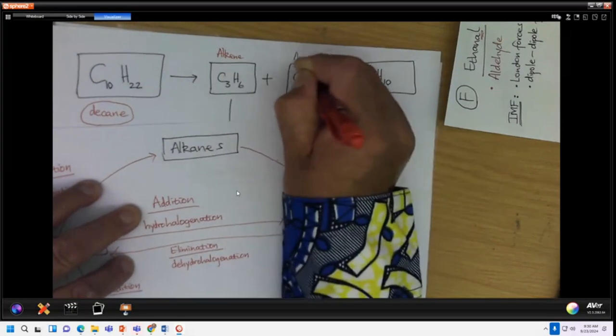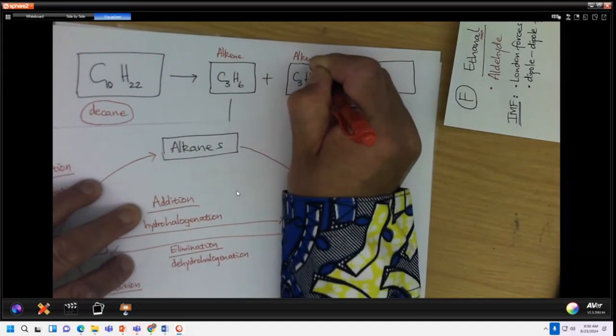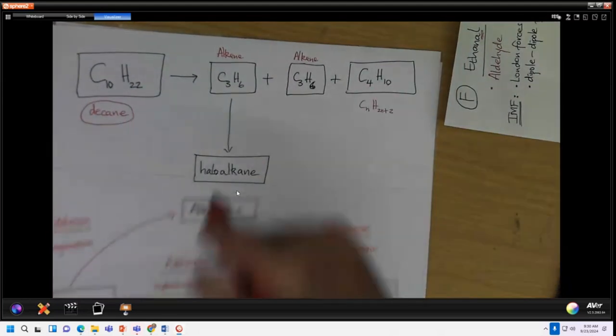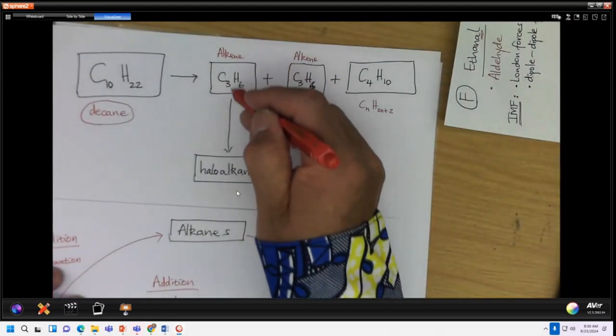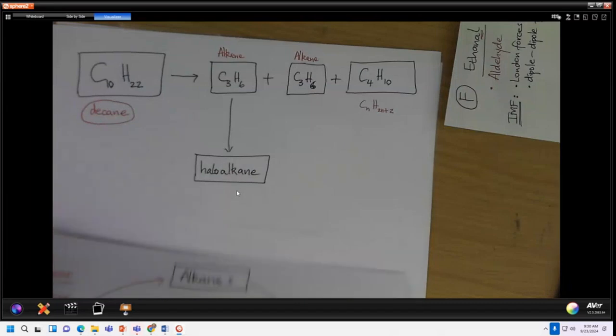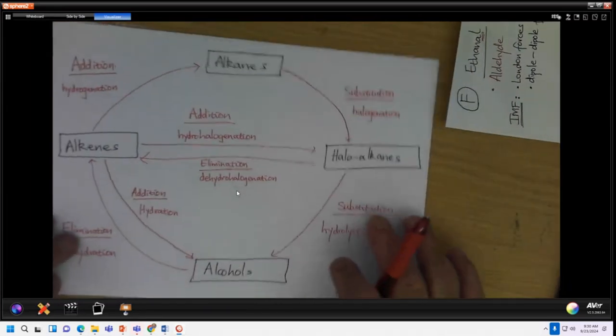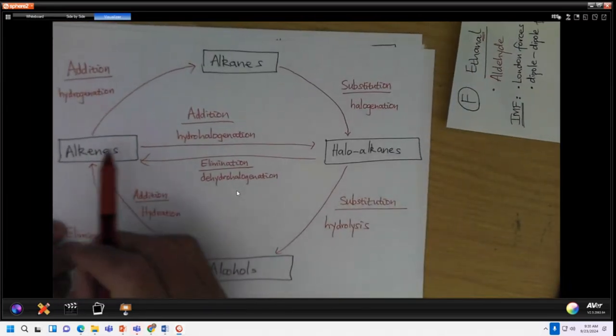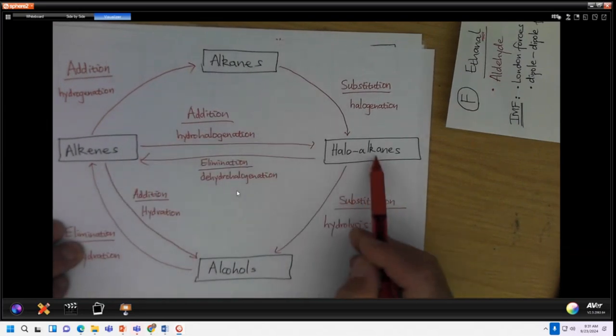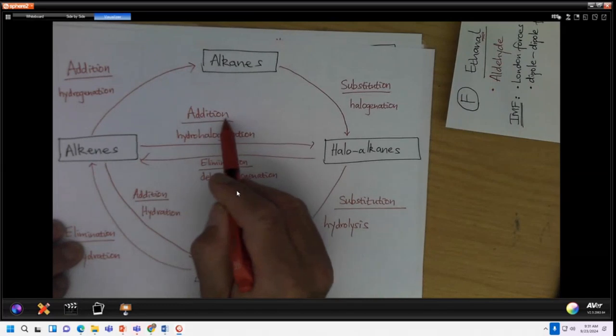That's another alkene, right? According to the diagram, the alkene has become a haloalkane. Look what we've got. You see how this sketch is helping us now? The alkene becoming a haloalkane. The answer is it's an addition reaction.